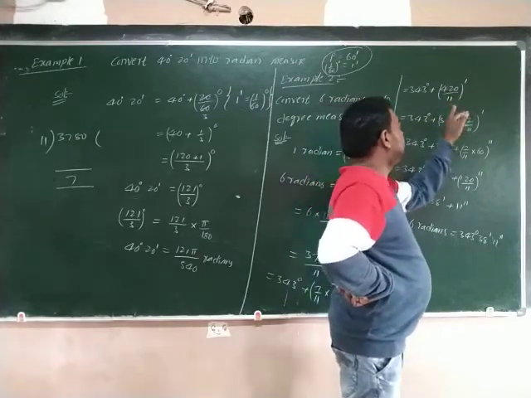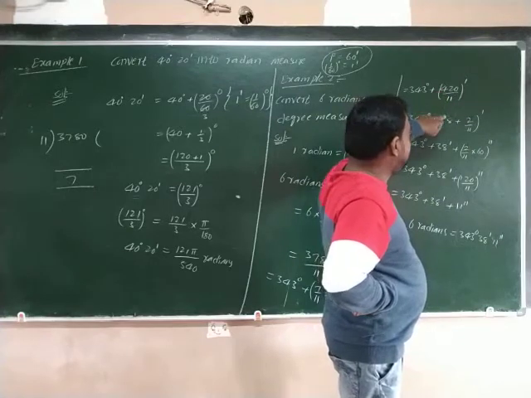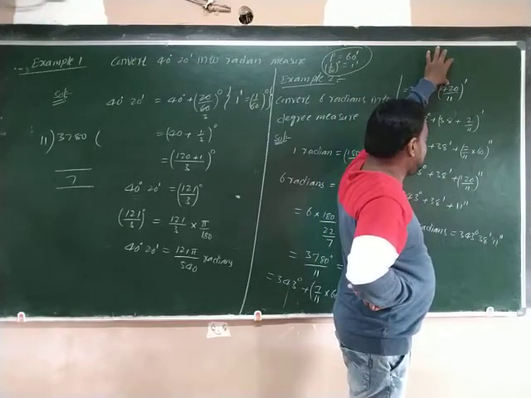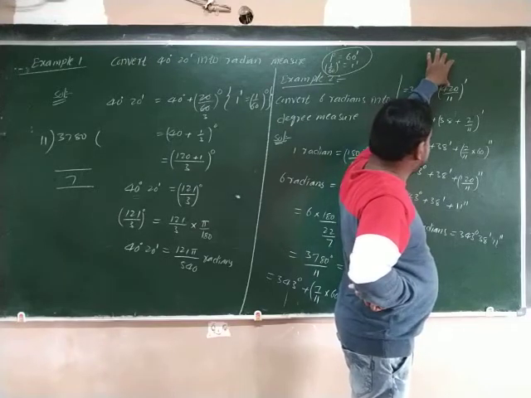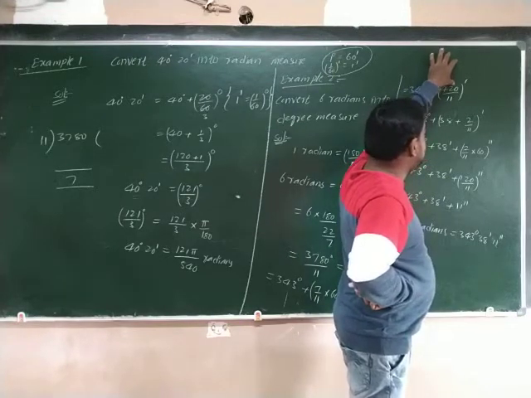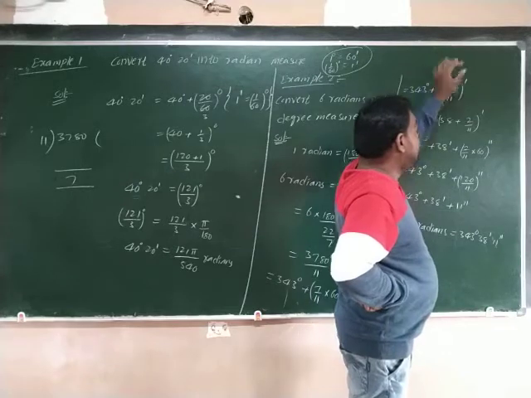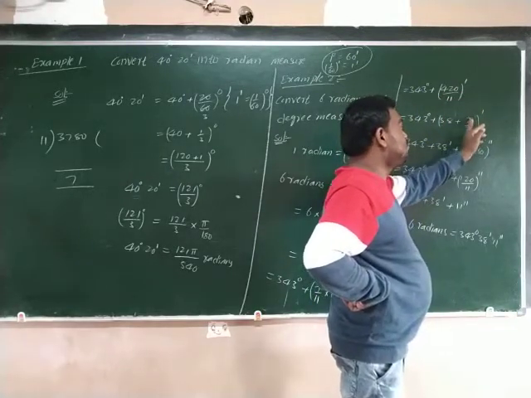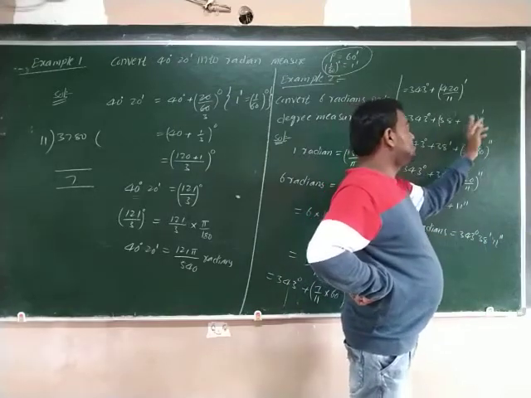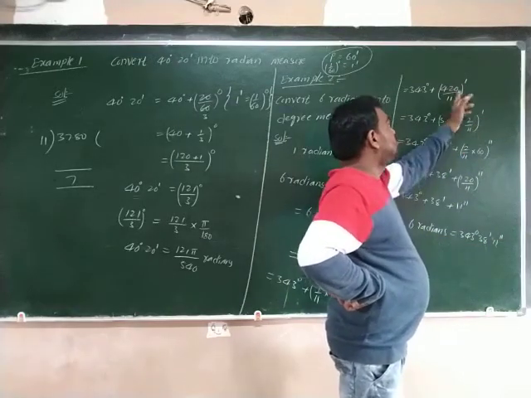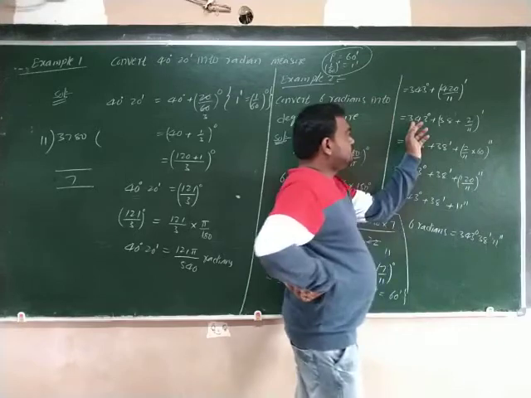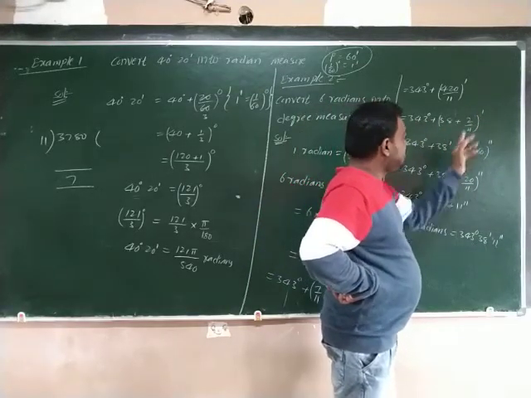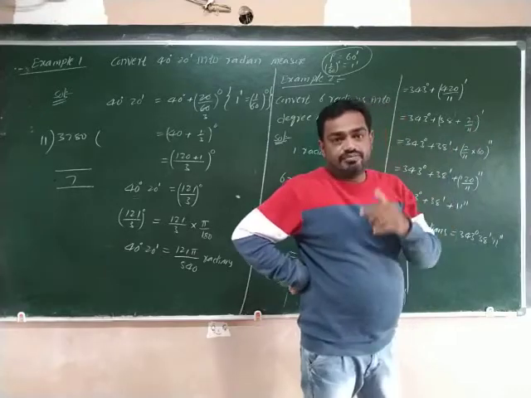420 by 11. 11 3s are 33, and remaining 9, so here 90. 11 8s are 88, and the remainder is 2. So 38 plus 2 by 11 is 420 by 11. So 343 degrees as it is, 38 minutes plus 2 by 11 minutes.